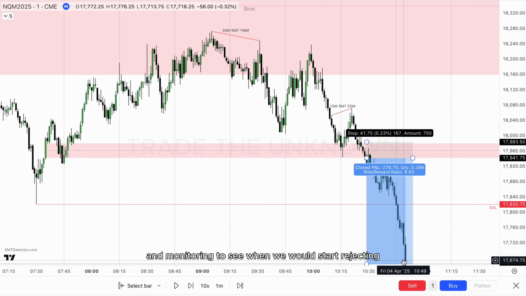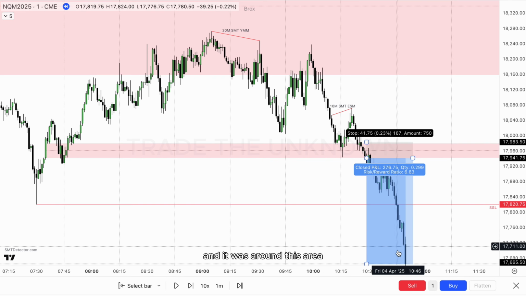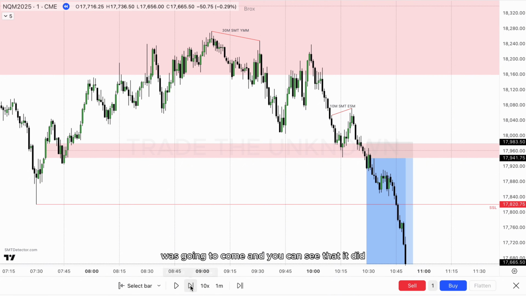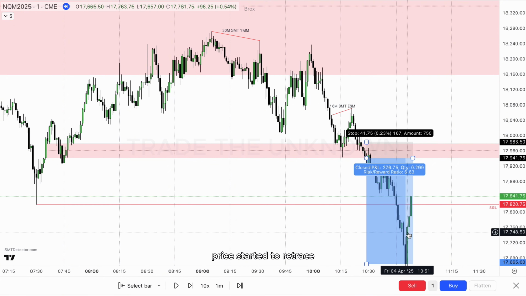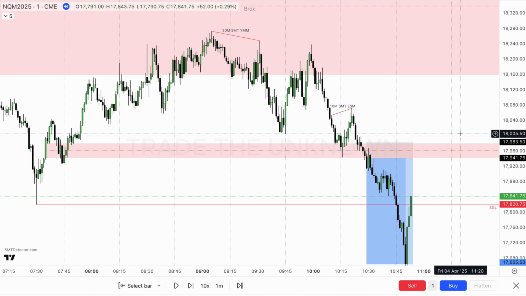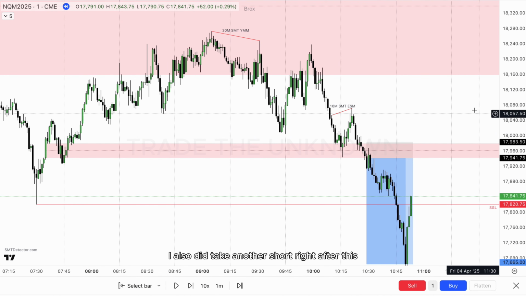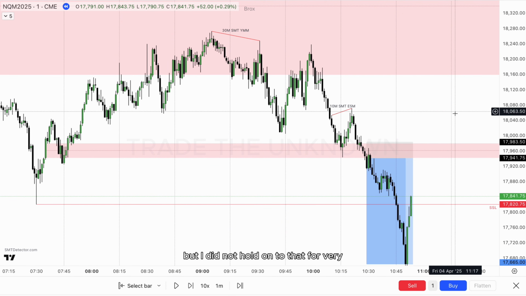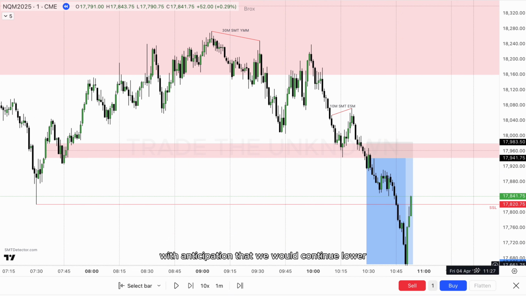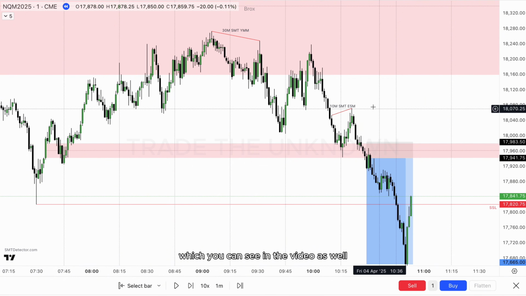we would start rejecting. And it was around this area, I believe, when I decided to go out as we started to form a new up candle. And I was anticipating that a retracement was going to come, and you can see that it did. Price started to retrace, and I already took my profits and was happy with that trade. I also did take another short right after this, but I did not hold on to that for very long, as it was more of a scalp with the anticipation that we would continue lower, but it wasn't the right time. So only my first target was reached for that one, which you can see in the video as well.